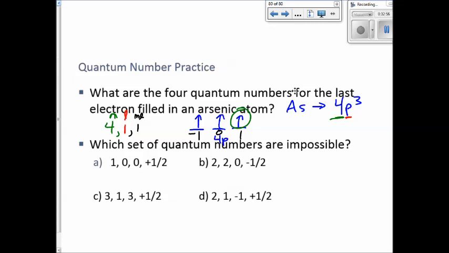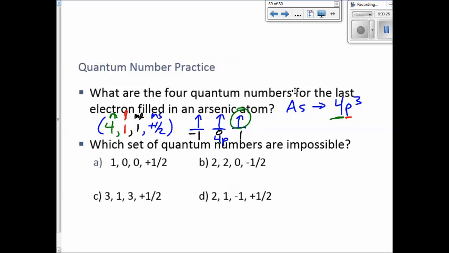And last but not least, we need the magnetic spin, m sub s. Are we clockwise or counterclockwise? Clockwise, so it's +1/2. So that would be how I would do my quantum numbers. There you go. All right.